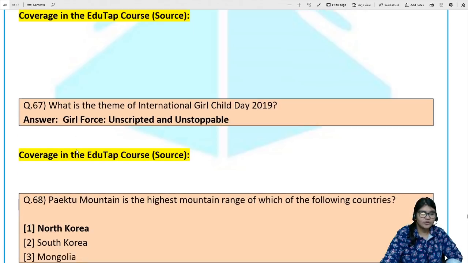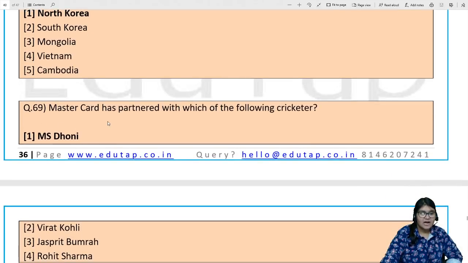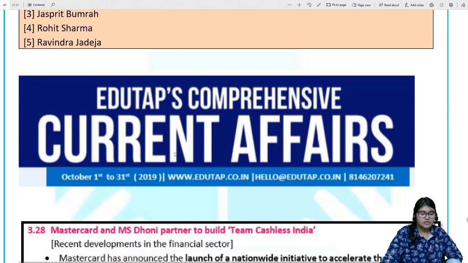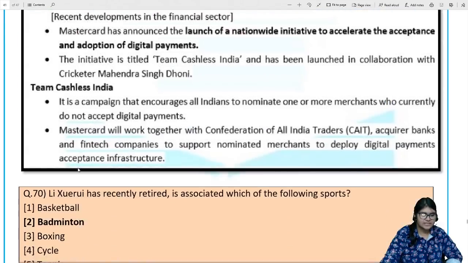Very rightly put. Next, 68th one: Peak 2 Mountain is the highest mountain range of which of the following countries? It is North Korea. MasterCard has partnered with which of the following cricketers? It is MS Dhoni. So this was there in the October magazine. Very clearly you can see the title: MasterCard and MS Dhoni partnered to build Team Cashless India.